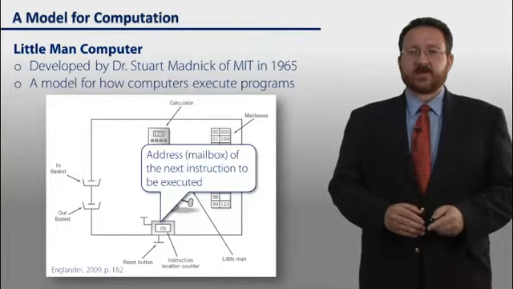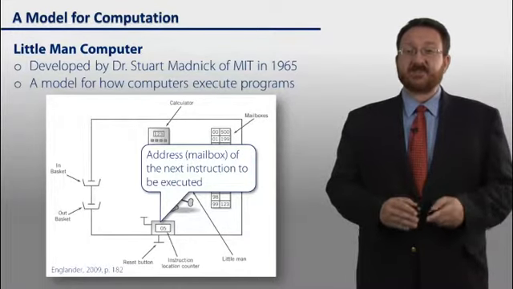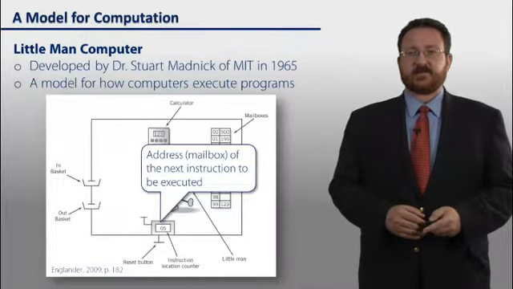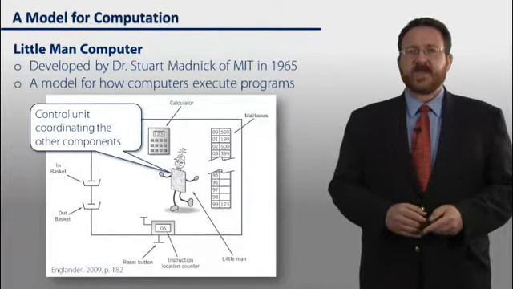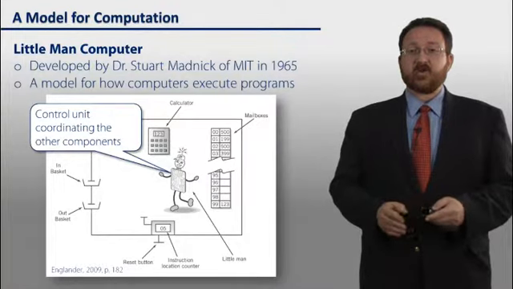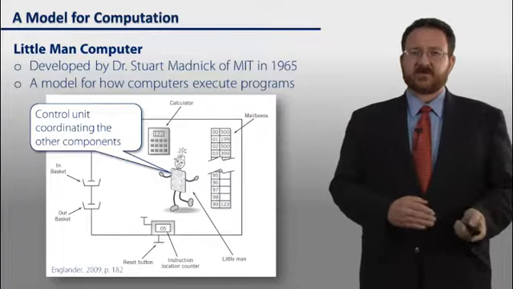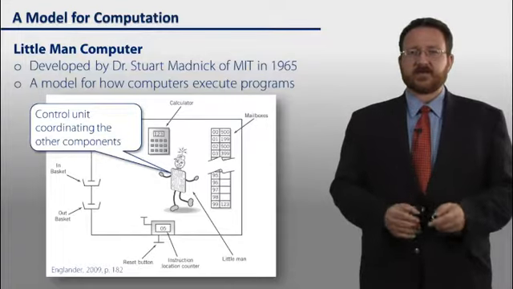And it also has what's called a program counter. That is the address or mailbox of the next instruction in memory that will be executed. And finally, it has a control unit, that is the little man himself, that coordinates among all the other components. So the little man will walk back and forth between input and memory and the ALU and the program counter.